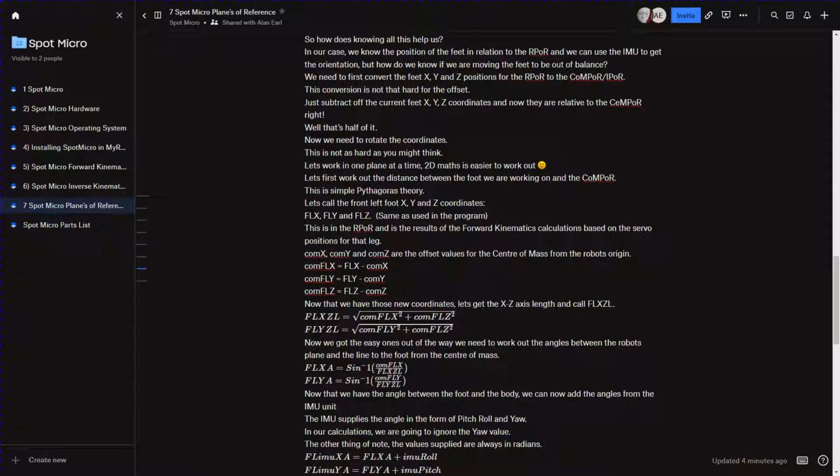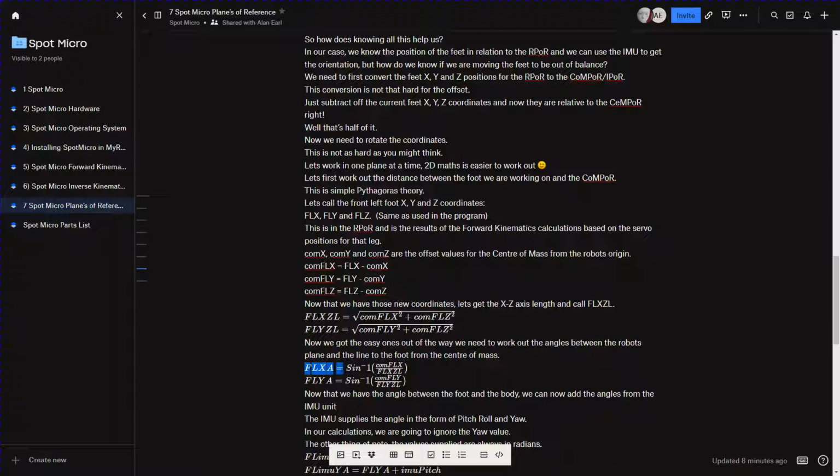That's the easy one. Once we've got that, we need to work out what the angle is relative to the robot's plane of reference. The center of mass plane of reference, until you apply the inertial, is actually the same as the robot plane of reference. So we're going to calculate that out. Again, we're going to use Pythagoras' theory, and we're going to calculate the front left X coordinate.